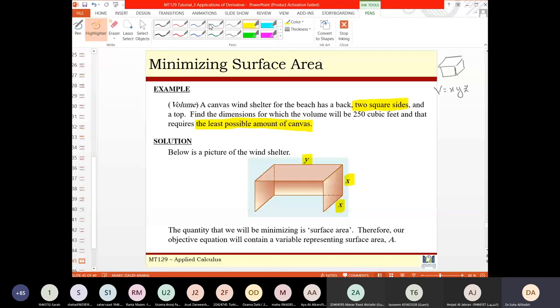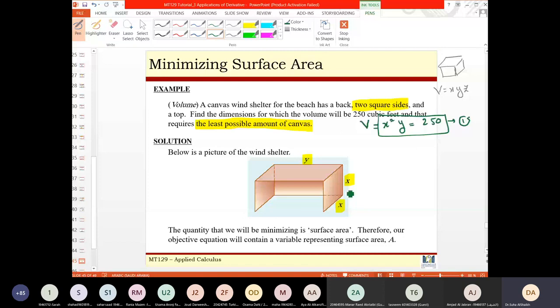So what they give me for the volume is 250. The volume is length times width times height, which is x times x times y. So the volume is actually x squared y and they tell me this equals 250. This is my first equation, equation number 1.